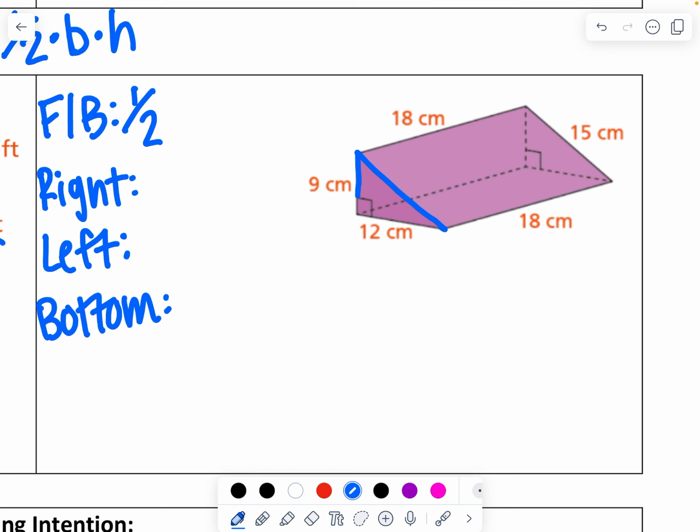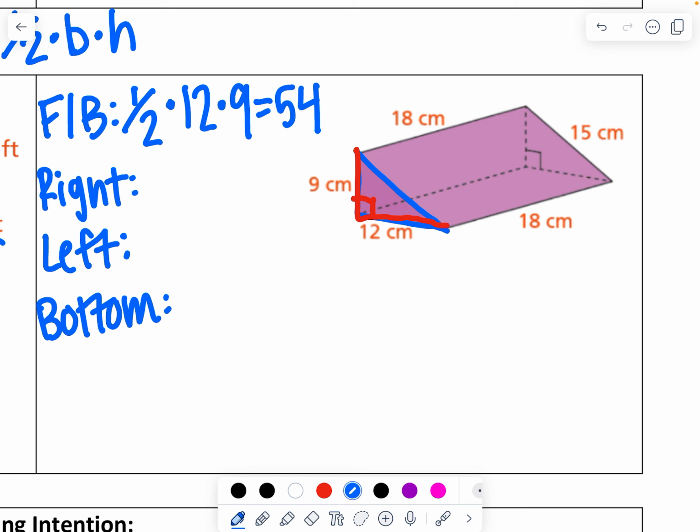Start with this right here. Okay. So we look for our right angle, which is right here, and the 2 lines that make that up are 9 and 12. So we're going to have 1/2 times 12 times 9. Remember, you can put the whole thing in your calculator, or you can do some of it in your head. So I know that 1/2 of 12 is 6, and then 6 times 9 equals 54.